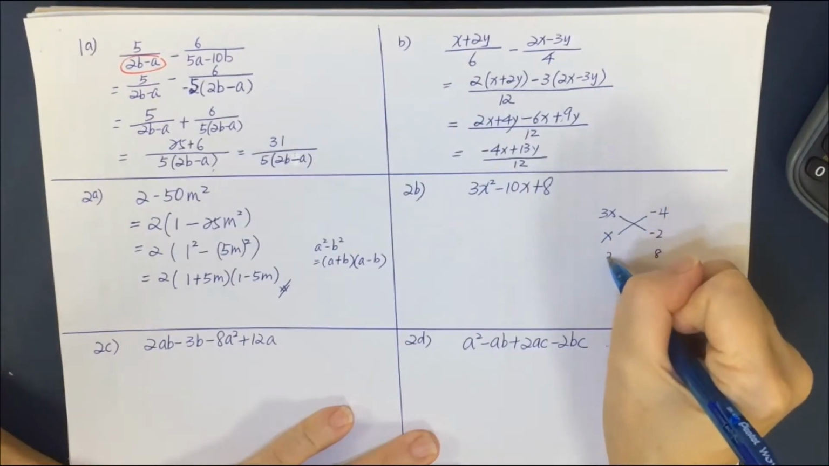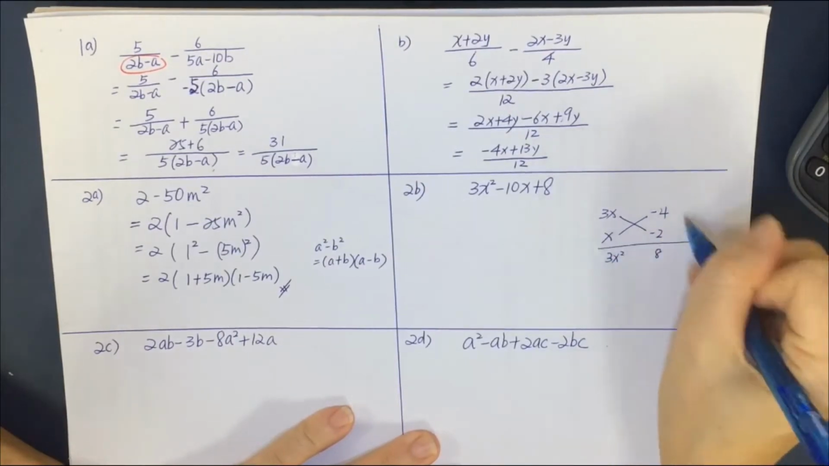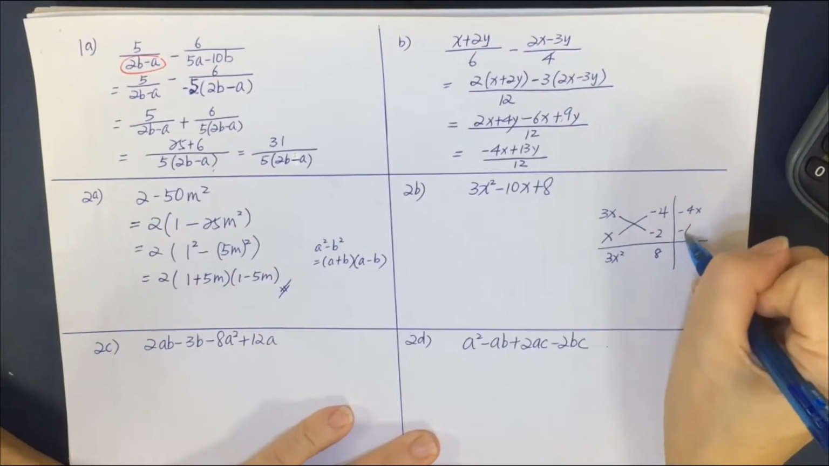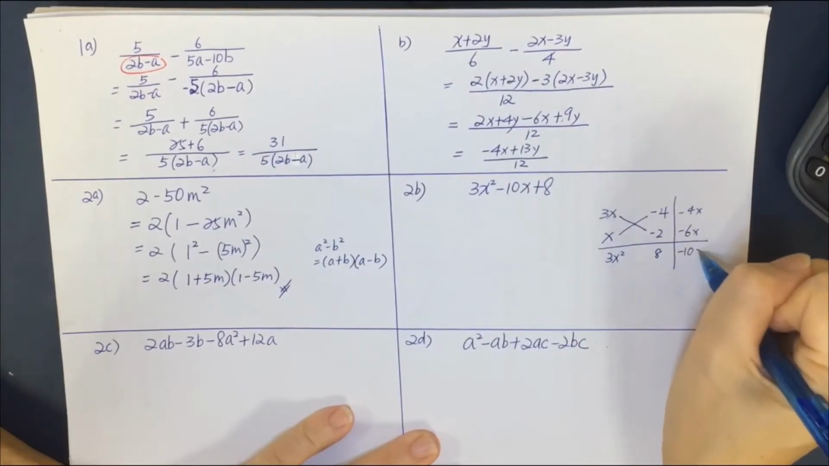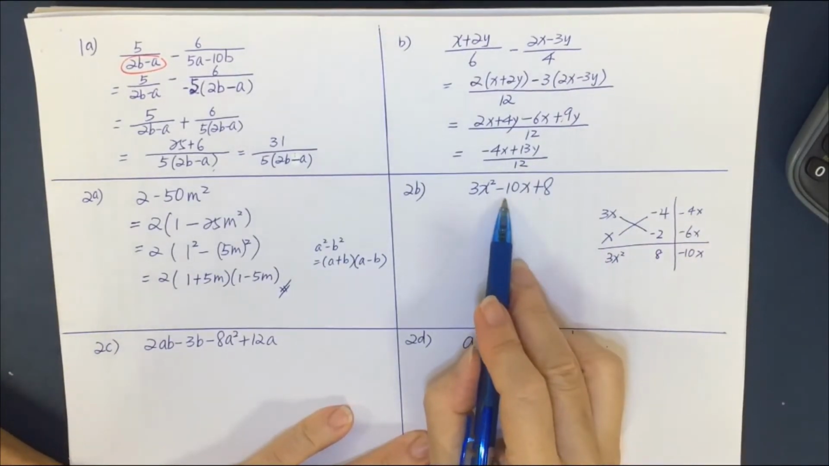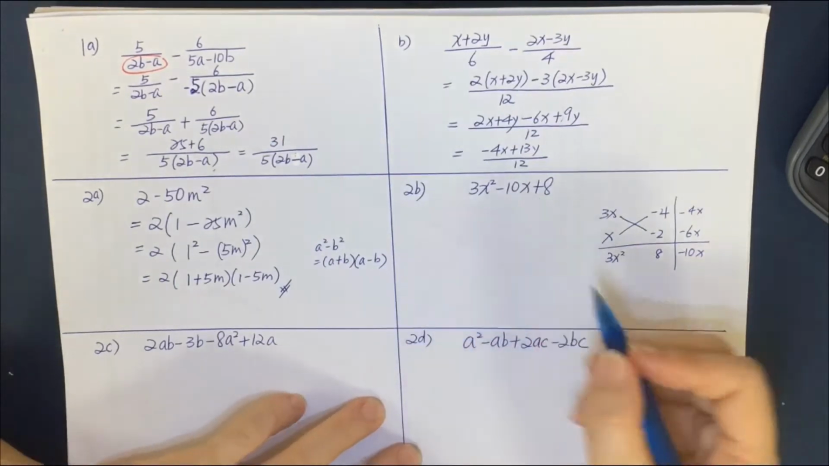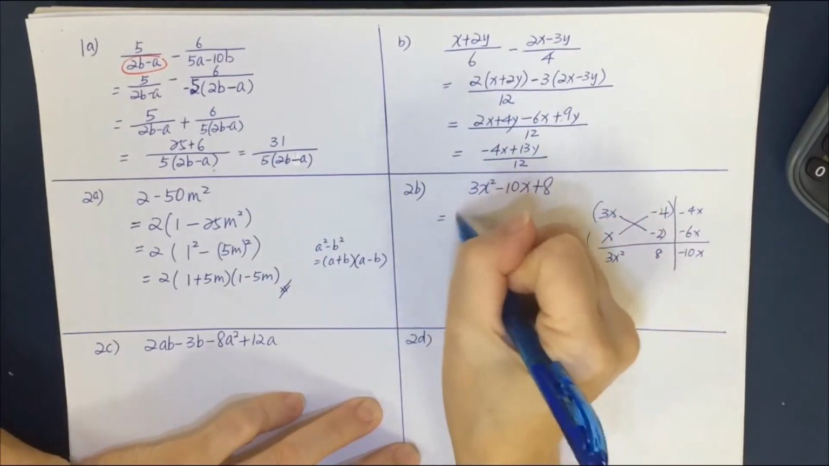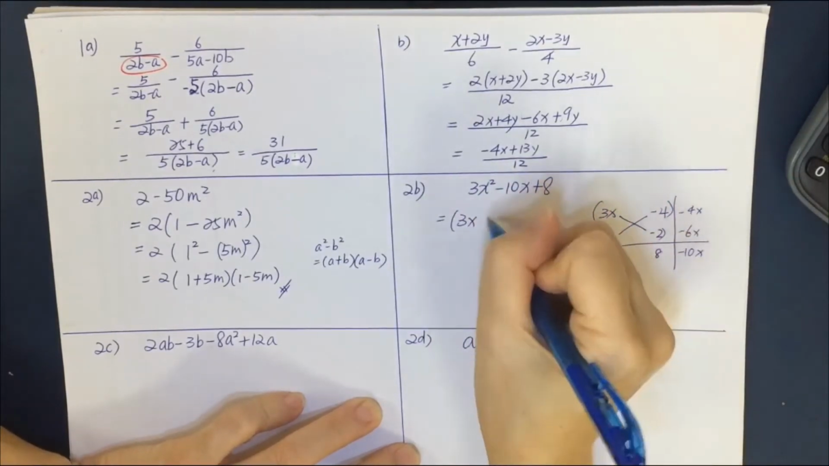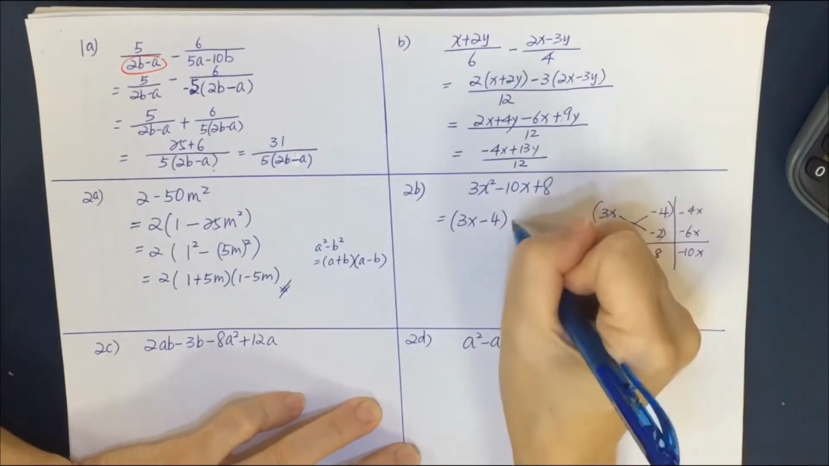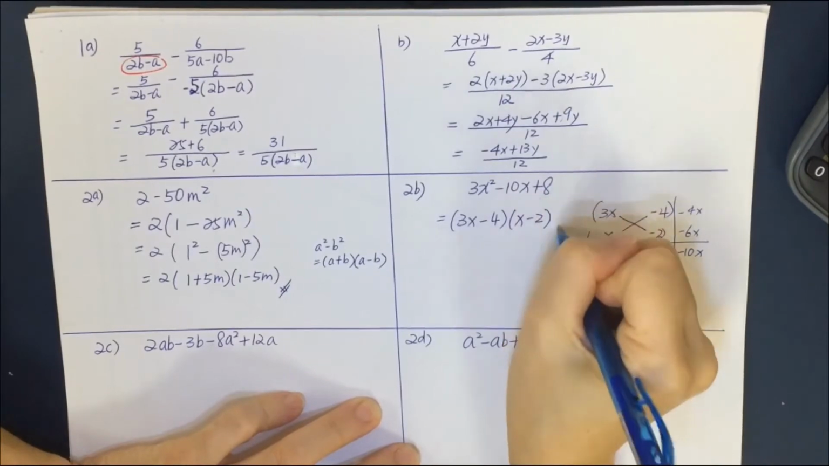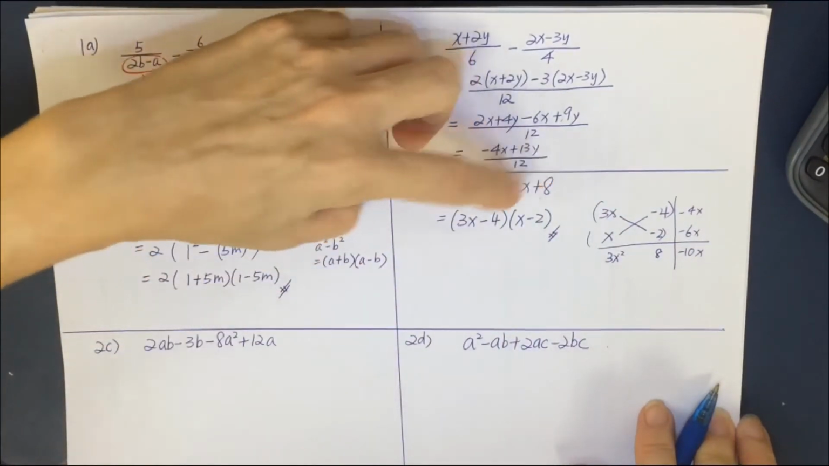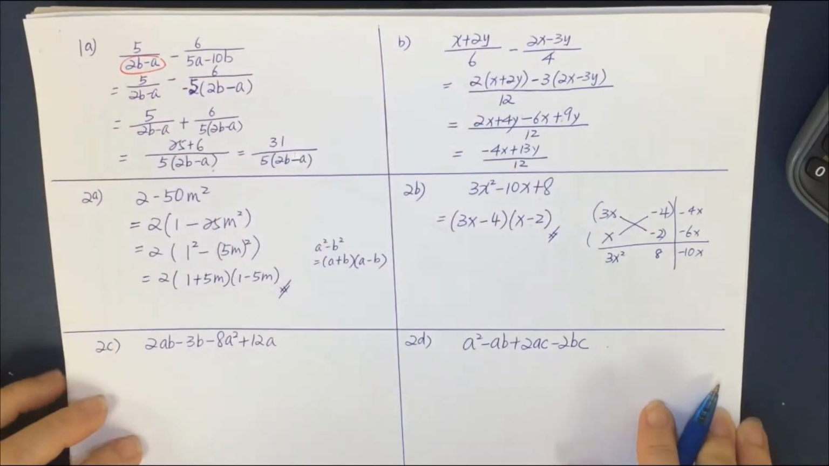3x times x is 3x squared. If you were to multiply this with this, you have negative 4x and negative 6x together is negative 10x, which is the middle term that you are looking for. So we can say that this factor times this factor is going to give us the product. Okay, so 3x minus 4 and x minus 2. So this is the answer. So we have factorized it. From 3 terms, we factorize it into 2 factors.